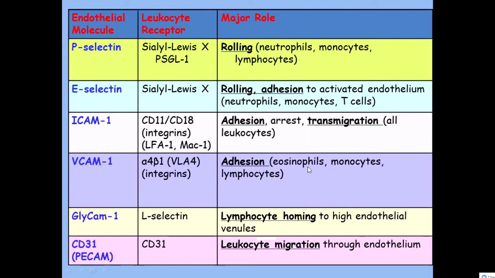VCAM, the vascular cell adhesion molecule, is an integrin ligand. They cause adhesion of the eosinophils, monocytes, and lymphocytes. GlyCAM-1, the receptor is called L-selectin, and they cause lymphocyte homing to high endothelial venules. CD31, that is PECAM. CD31 is the receptor. They cause leukocyte migration through the endothelium. Leukocyte migration, the molecule required is PECAM.